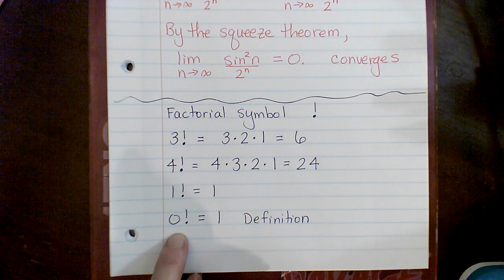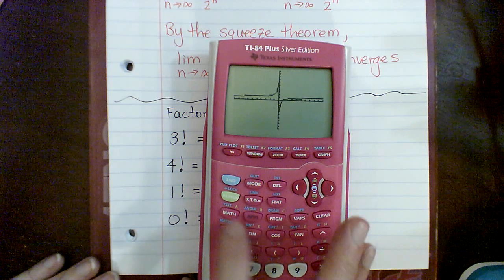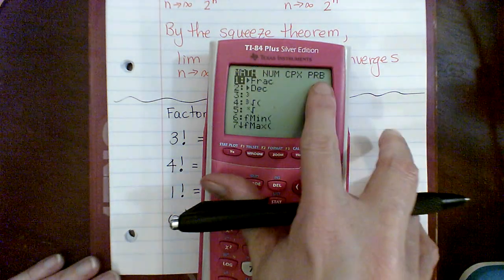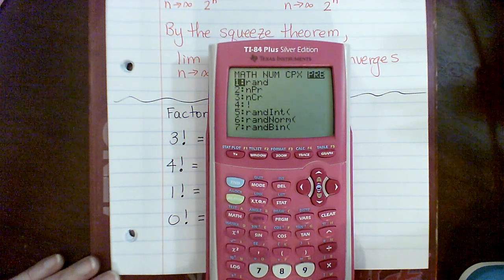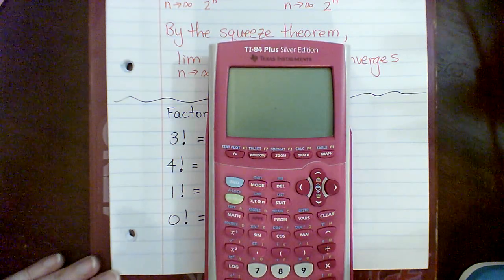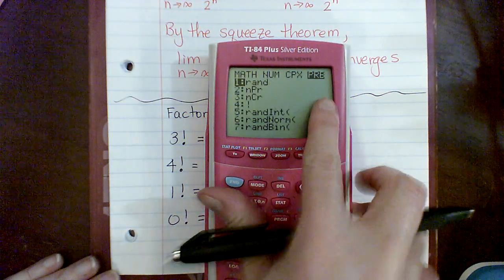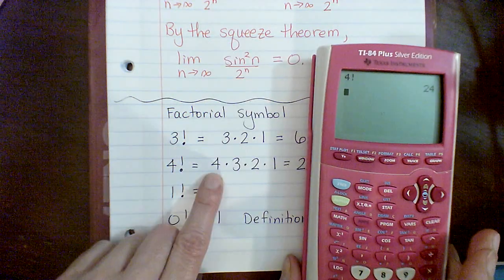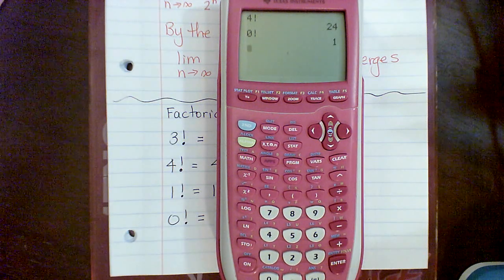But also, just to show you where this symbol is on your calculator, it is under the Math menu, and you have to go over to the probability, and you'll see it right there, number 4. So if you wanted 4 factorial, that would be 4, Math, go over to probability, and then option 4. So 4 factorial is 24. So 0 factorial is 1. Oh, she tells the truth.